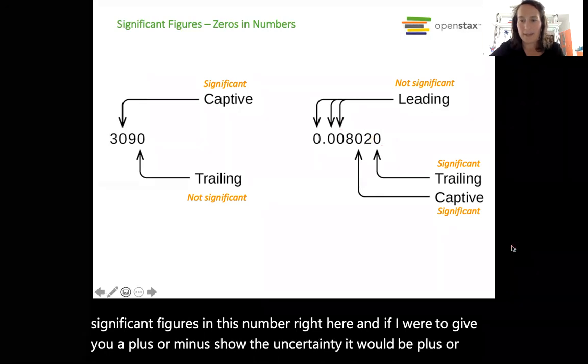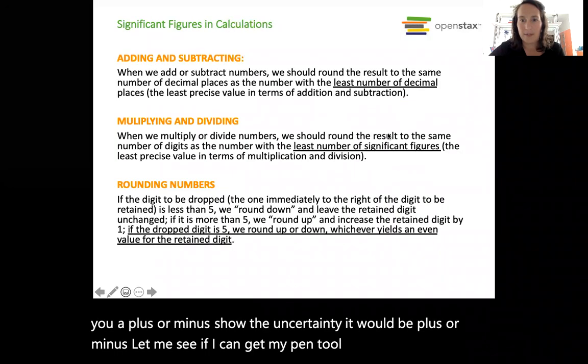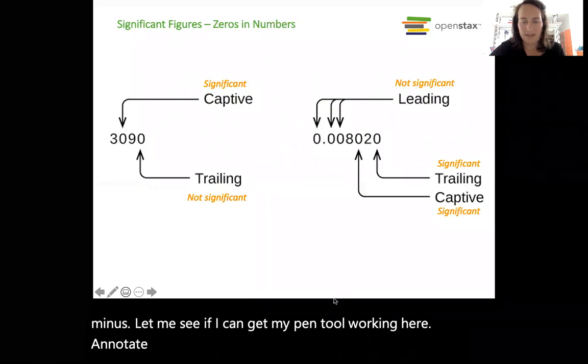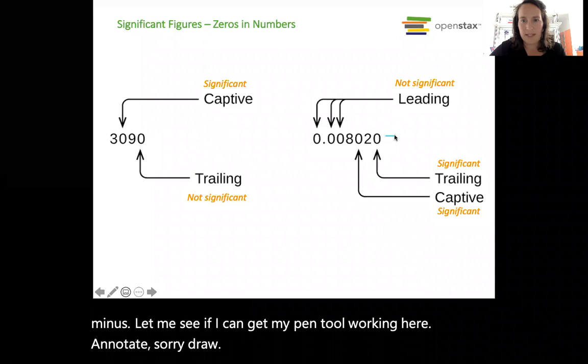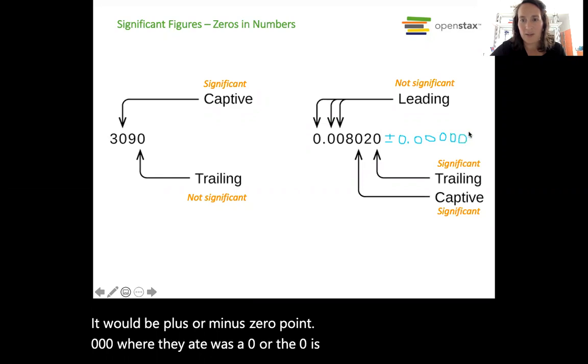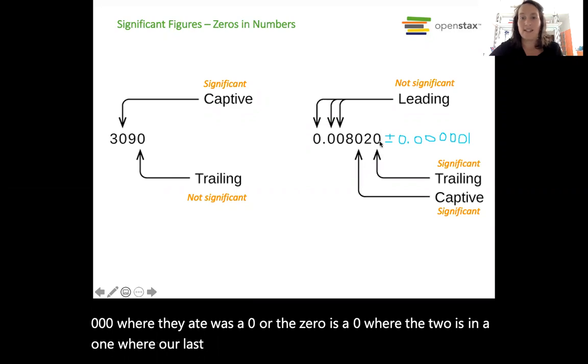Let me see if I can get my pen tool working here. Annotate, draw. It would be plus or minus 0.0000, where the 8 was, a 0 where the 0 is, a 0 where the 2 is, and a 1 where our last significant digit is, that 0 right here.